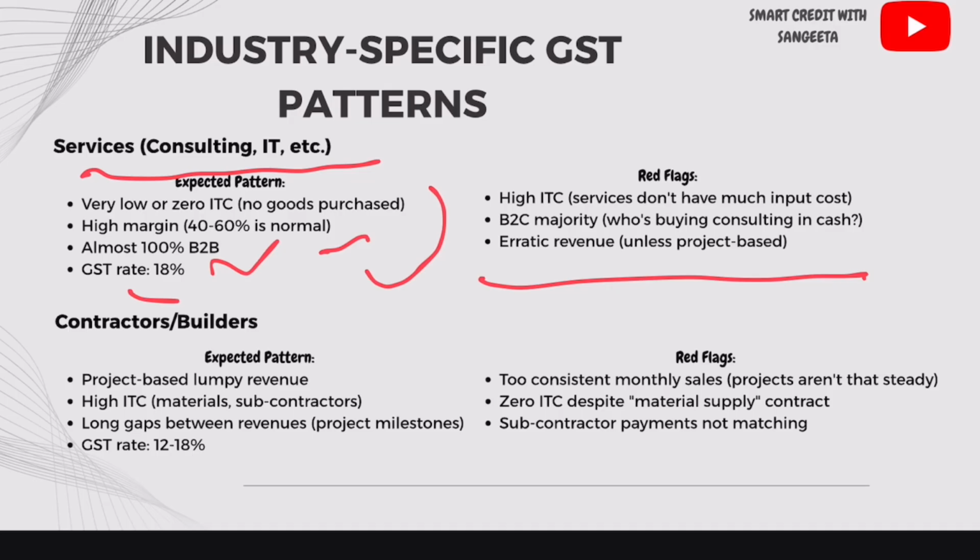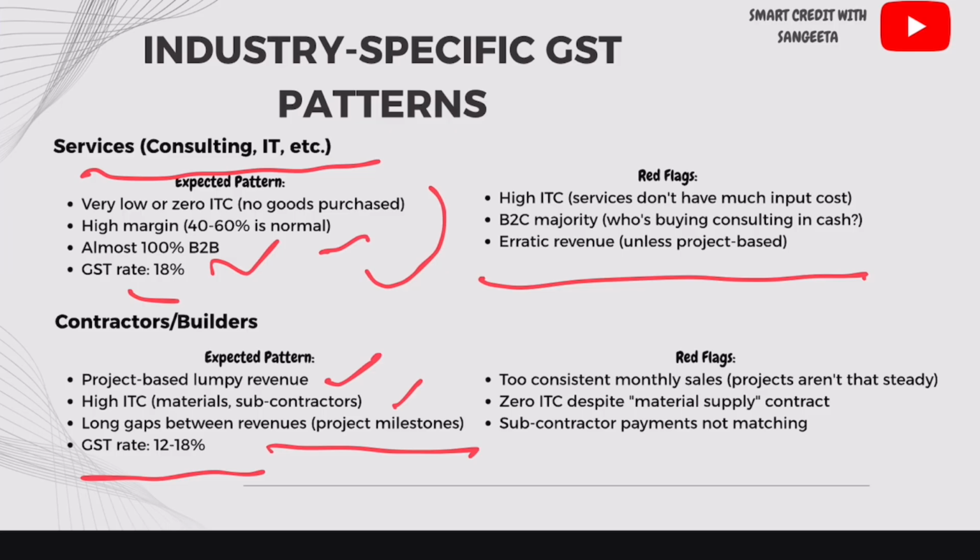Now let's go to the next industry, that is contractors and builders. So what are the expected patterns? Project-based lumpy revenue, high ITC, since there are many materials and subcontractors, right? Long gaps between revenue, project milestones, right? If you have seen any contract order, you must have seen that they will get the amount only when they complete a milestone. So long gaps in revenue are completely normal, and GST rates are between 12 to 18%.